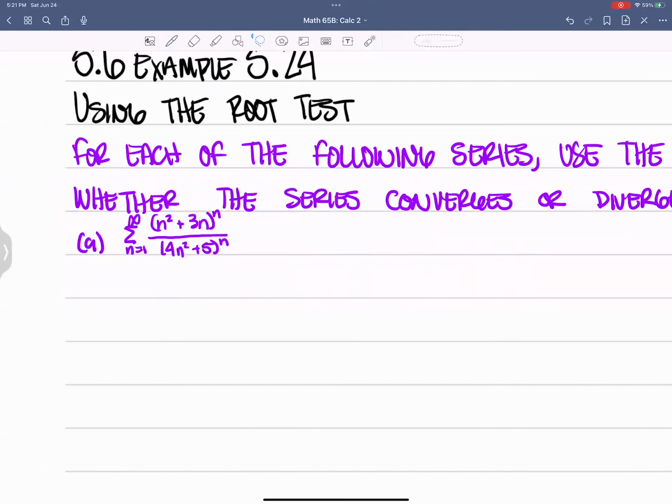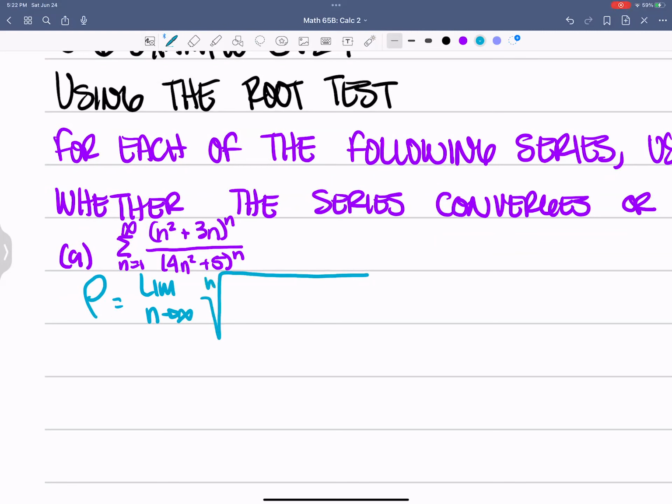So again, we're letting rho equal the limit as n approaches infinity of the nth root of this value here. So I'm going to write it under one root. So it's the absolute value of n squared plus 3n over 4n squared plus 5. And now all of these values are positive, so we can automatically get rid of the absolute values.